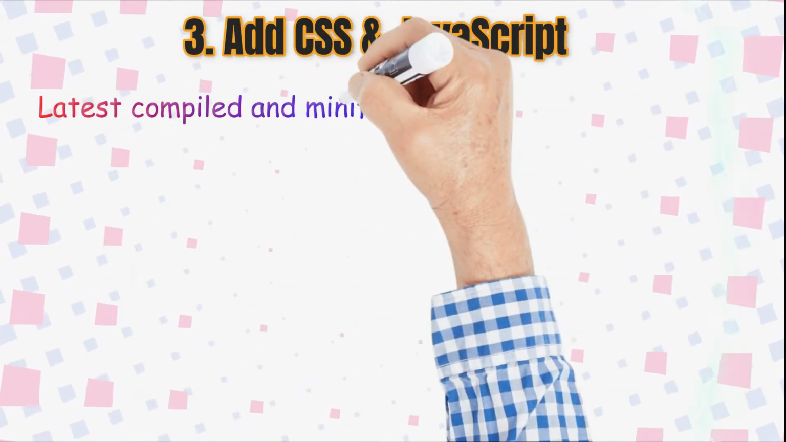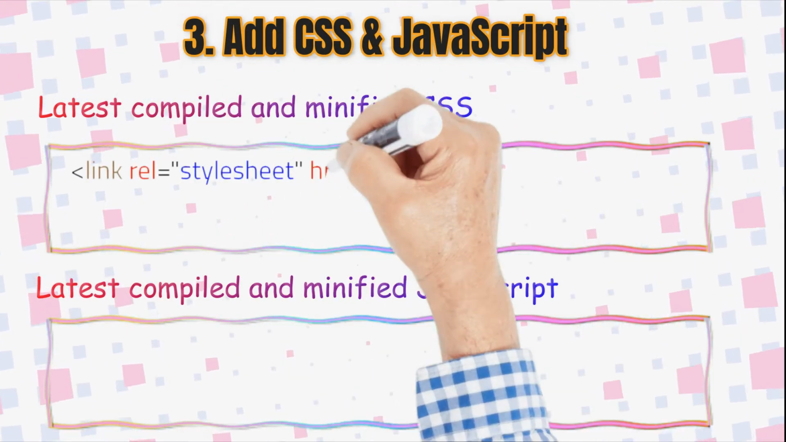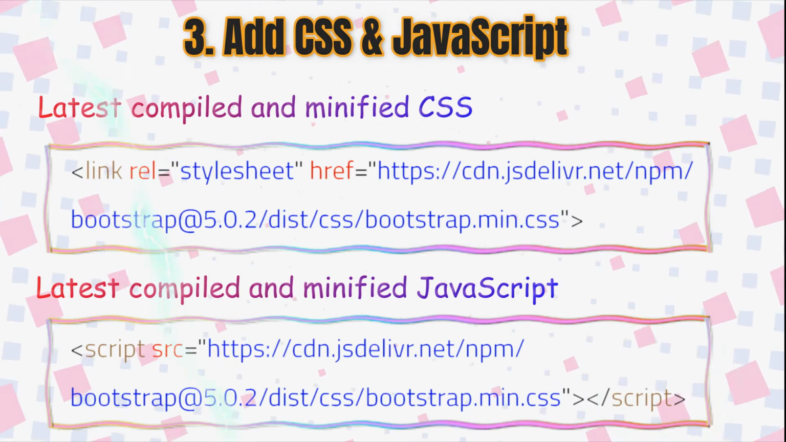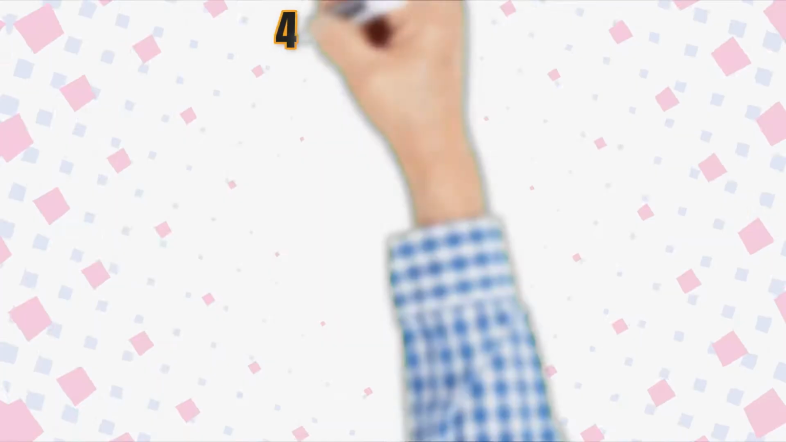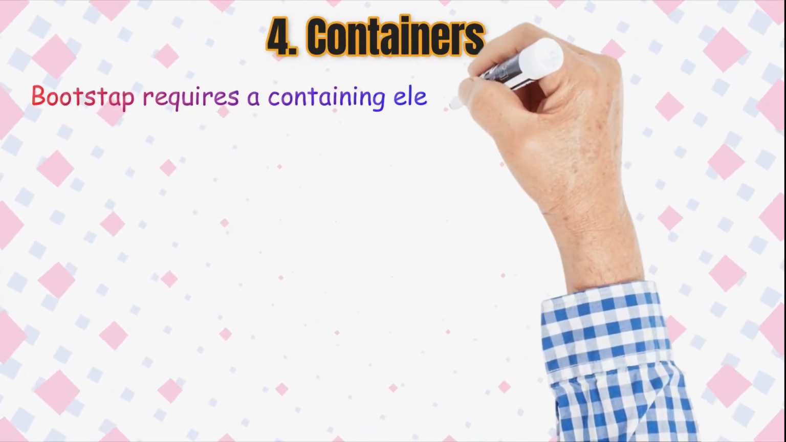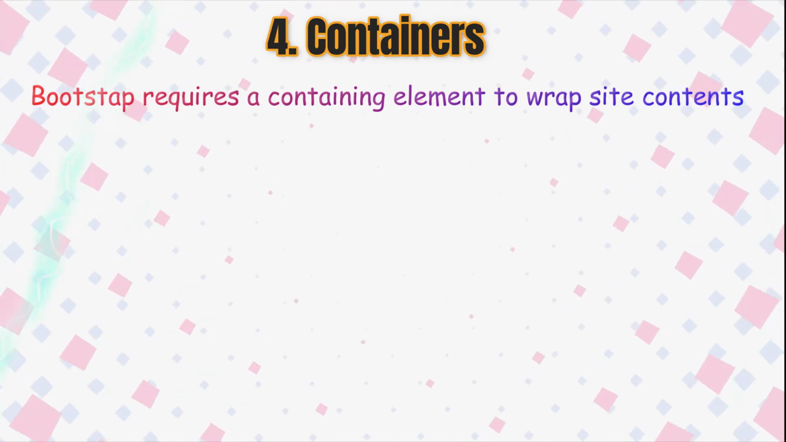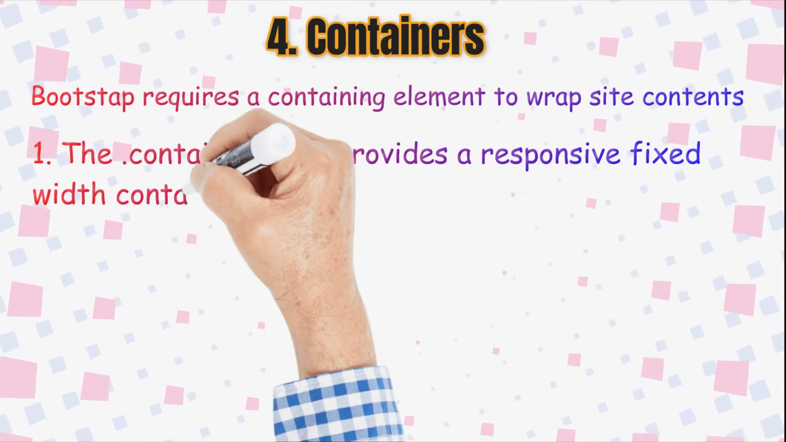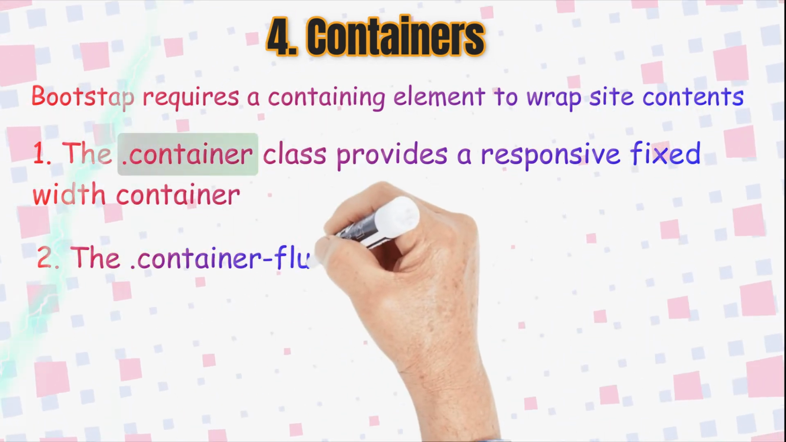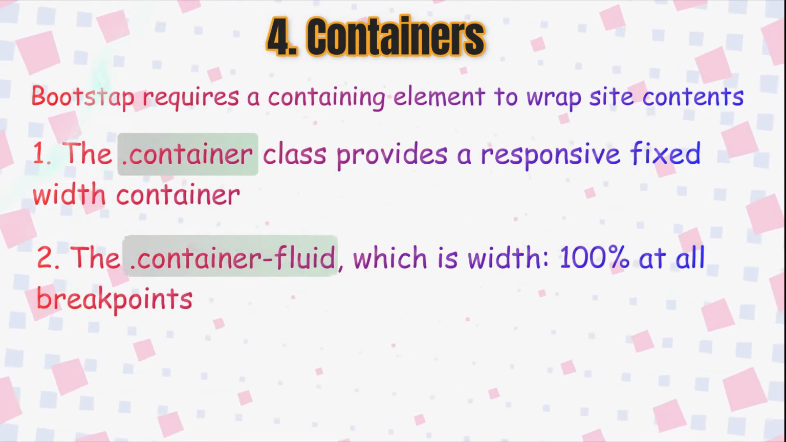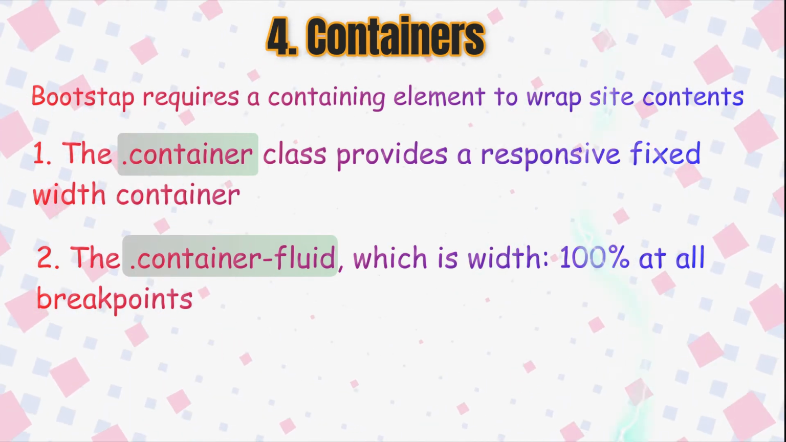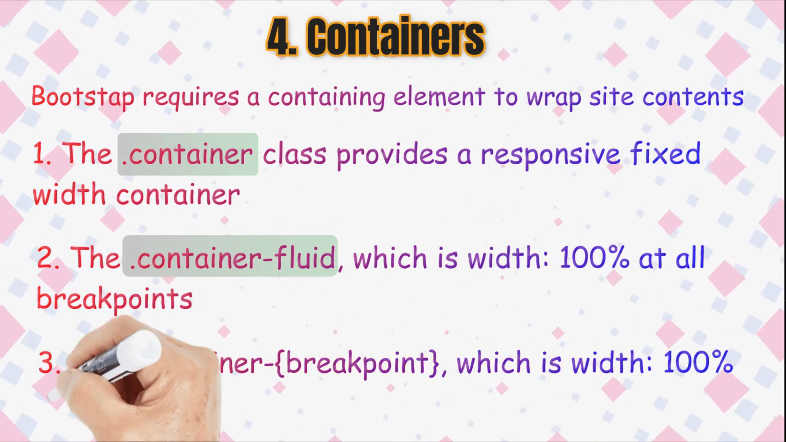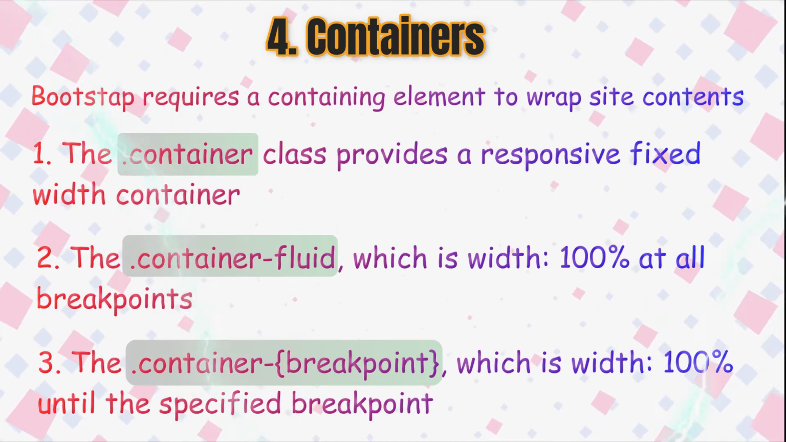Then specify the location of the Bootstrap CSS and JavaScript files. You can also specify JavaScript before the end of the body tag. Bootstrap also requires a containing element to wrap site content. Bootstrap comes with 3 different containers. First, the container class sets the max-width at each responsive breakpoint. Second, the container-fluid class provides a full-width container spanning the entire width of the viewport. Third, the container-breakpoint class sets a full-width container until the specified breakpoint.